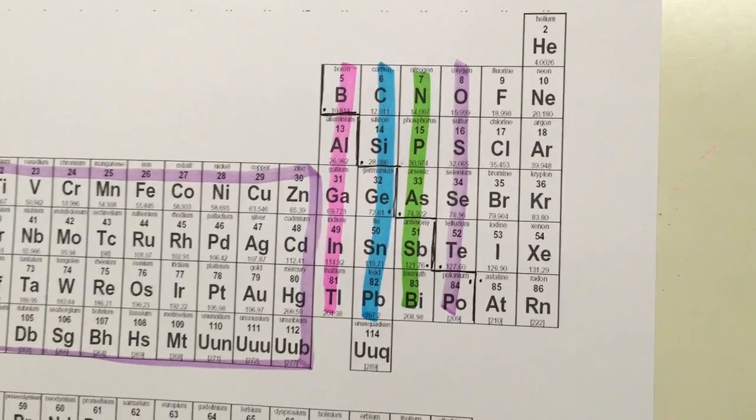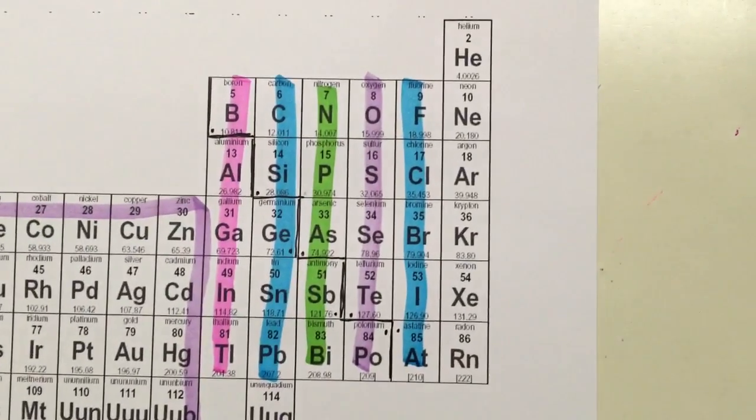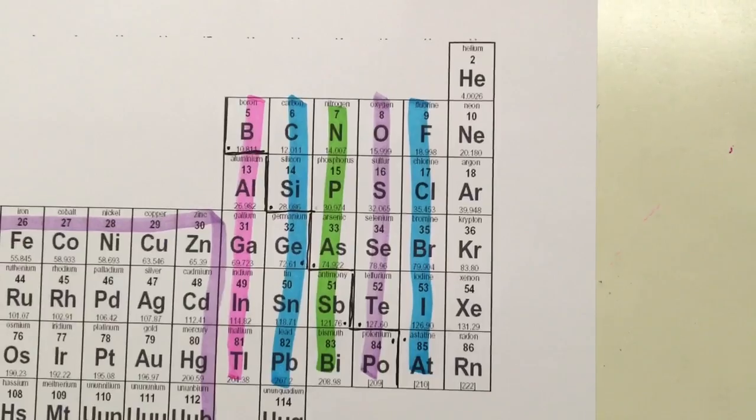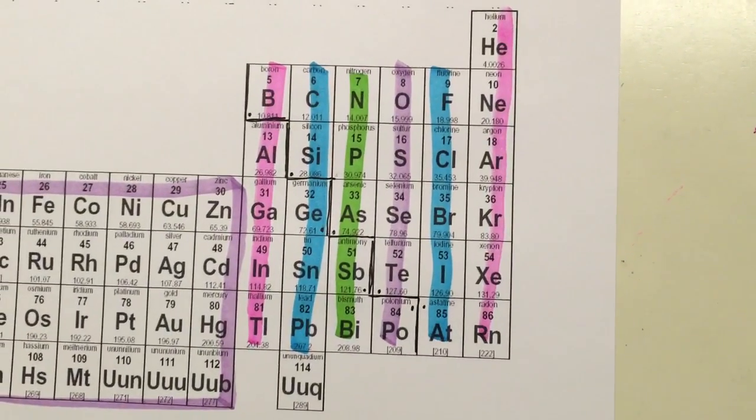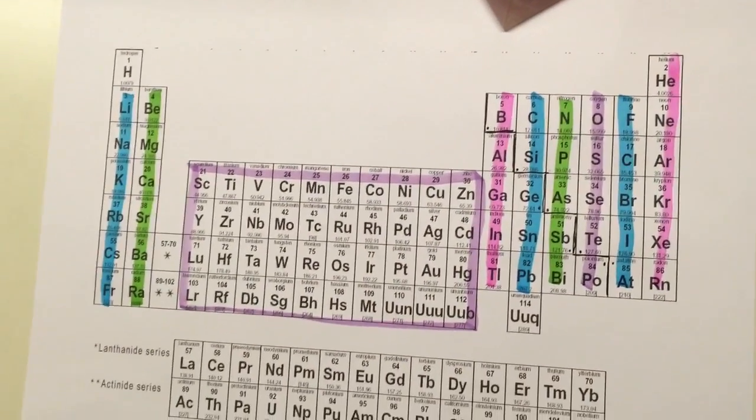Halogens, 7 valence electrons. They're the most reactive nonmetals, and they're never found in nature. Next, we have the noble gases. Noble gases have 8 valence electrons, and they're extremely unreactive. They're full, they're inert. Okay, so here, as you can see, hydrogen, it's in a group of its own.